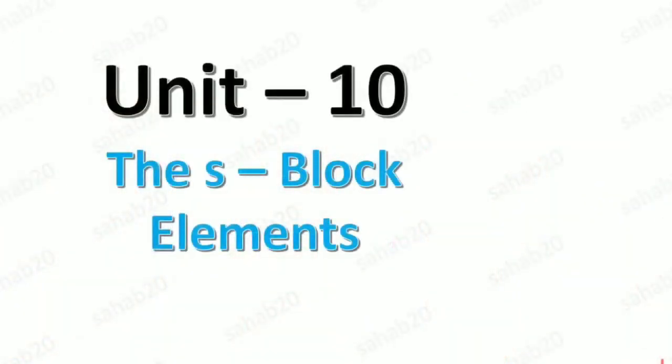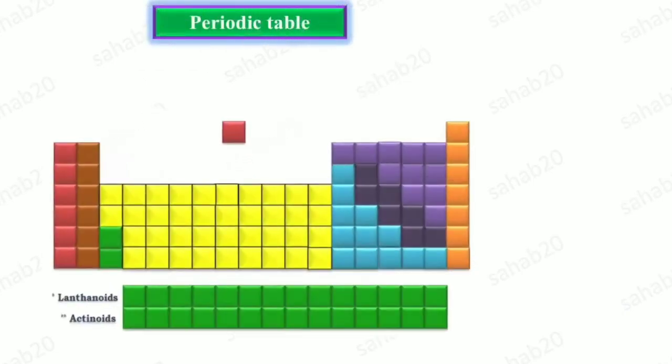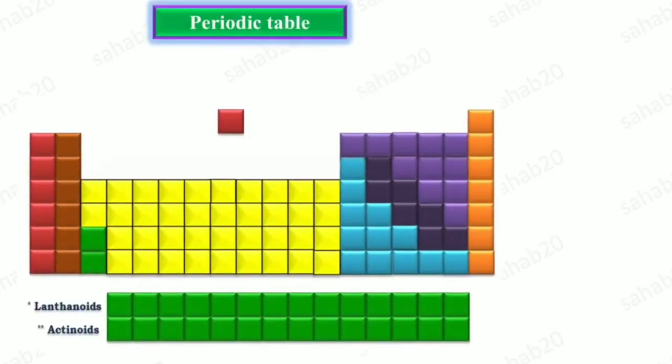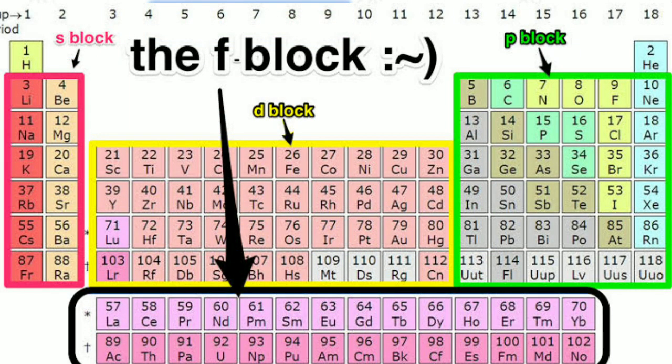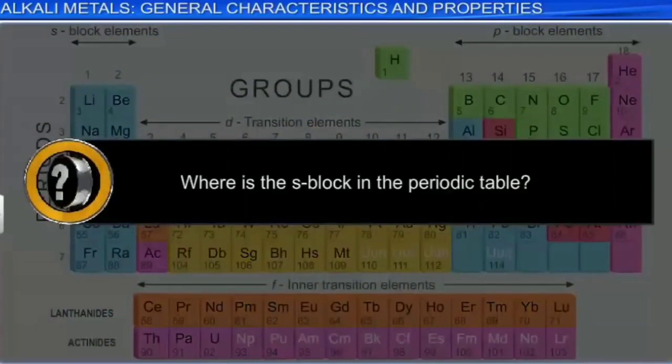We are going to start a new chapter, that is Unit 10, S block elements. In our last chapter, we studied about the present form of periodic table or the long form of periodic table. We studied that in the long form of periodic table, based on the valence electron, the elements are classified into 4 groups. What are they? They are S block elements, P block elements, D block elements, as well as F block elements. Our topic is S block elements.